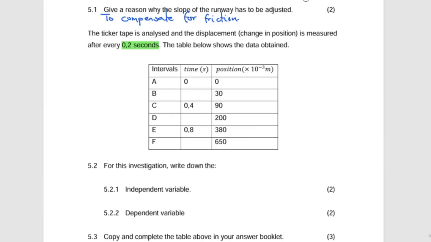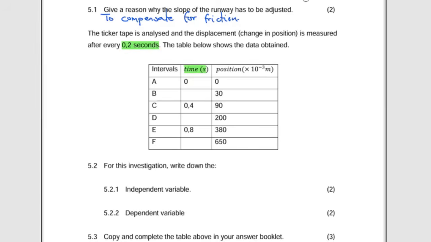Now it says here, for the investigation, write down the independent variable, right? According to this, we have our time. So our time is always going to be the independent variable. So I'm going to say time is my independent variable.